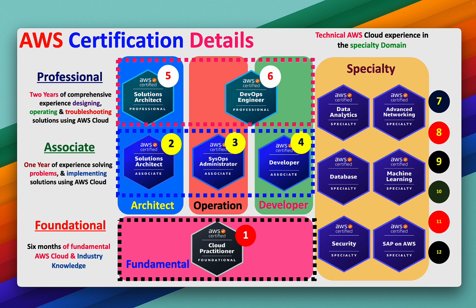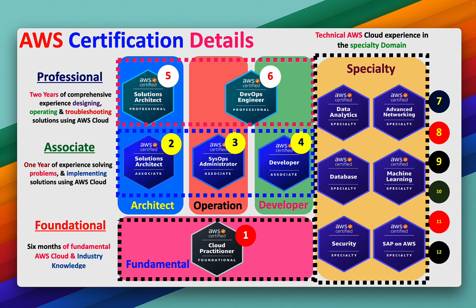And the rest is all on the specialty, so you can decide on which order you want to take. So I just mentioned generic order, which is 7, 8, 9, 10, 11 and 12. So totally we have 12 certifications in this, and the order is mentioned according to the AWS recommendation.